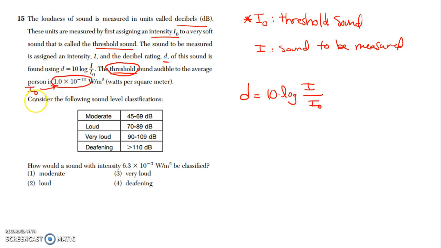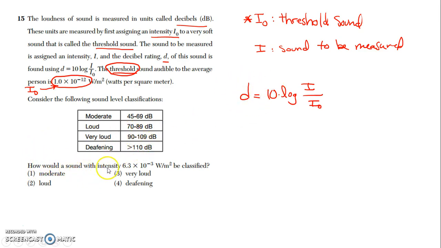Then it says consider the following classifications. If the decibel levels are between 45 and 69, that would be moderate. 70 to 89 decibel levels would be loud. 90 to 109 decibel levels would be very loud. My voice probably falls within that. And deafening would be greater than 110.